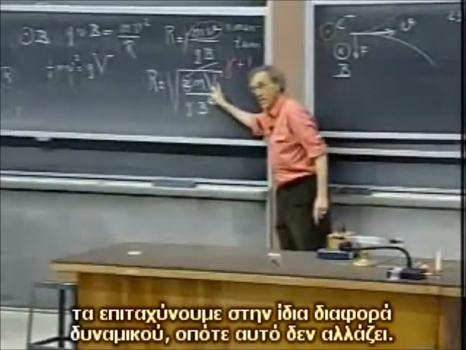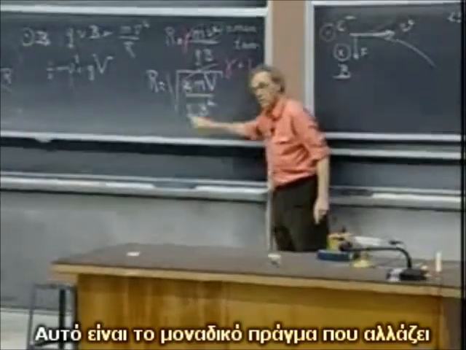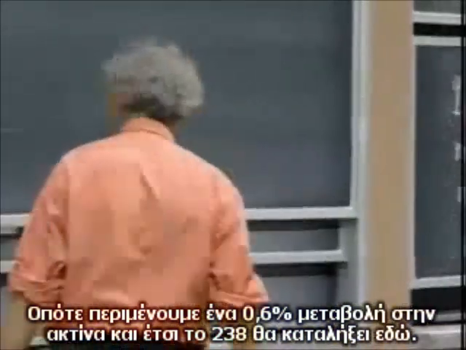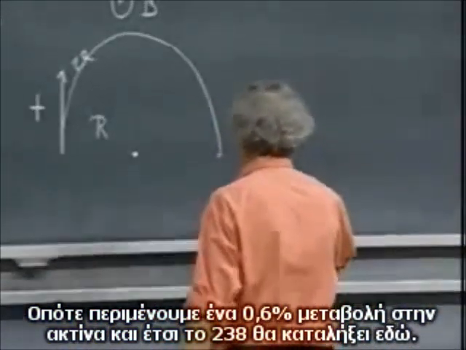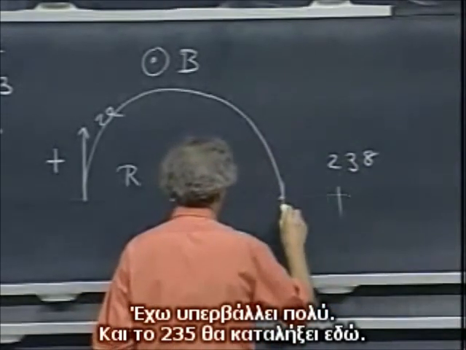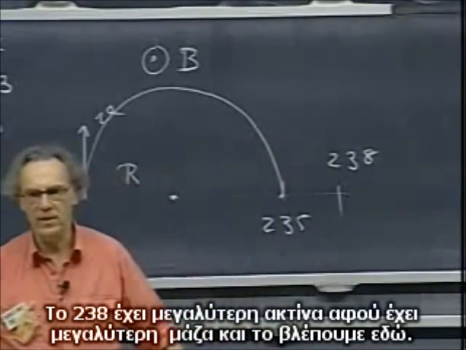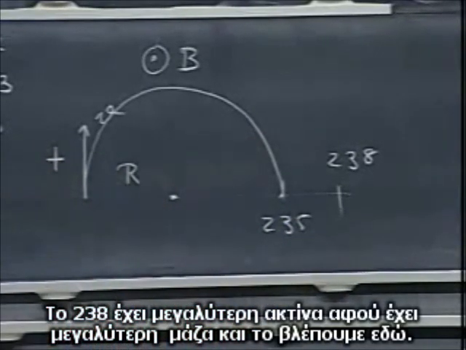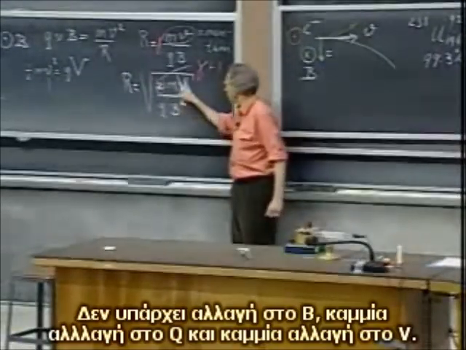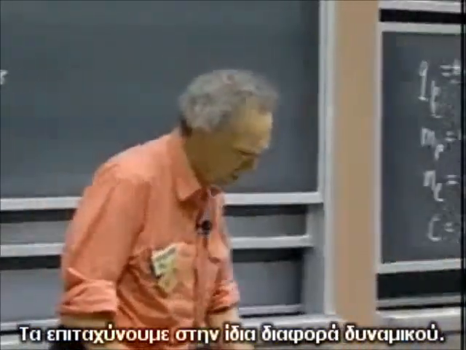We accelerate them over the same potential difference, so this one doesn't change. This is the only thing that changes. So then you expect a 0.6% change in radius, and so the 238 will end up here. I exaggerate that very highly, and the 235 will end up here. The 238 has a larger radius because it has a larger mass. And you see that here. There's no change in B, there's no change in Q, and there is no change in capital V. We accelerate them over the same potential difference.